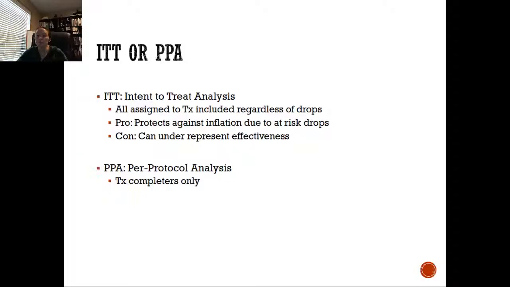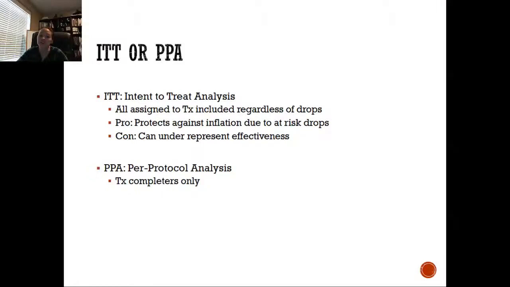So for ITT analysis, the pro for this is that it actually protects against inflation of the effect size that's due to the most at-risk people. So the at-risk folks are the ones that are going to be most likely to drop out. So we get rid of them and we look at the ones who are most likely to change in treatment in the PPA analysis. But again, ITT protects against overrepresenting our effect size.